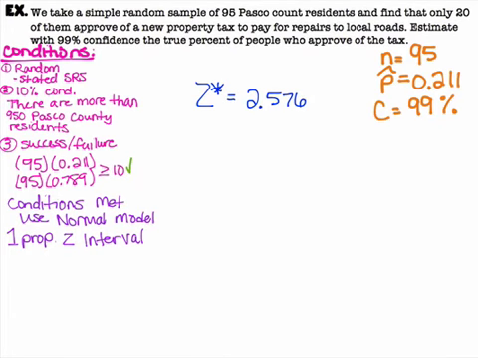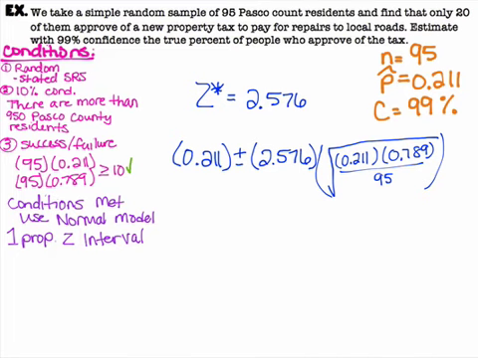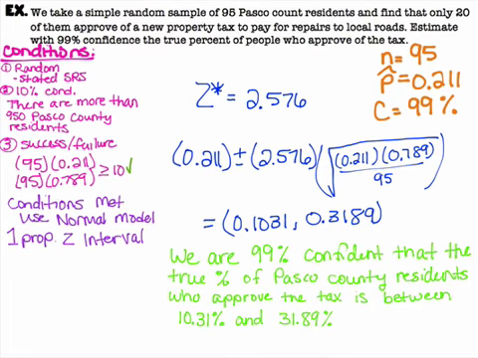My work, z star for 99% is 2.576. Plug it into my formula. So it's p hat plus or minus z star times the square root of p hat times 1 minus p hat over n. Calculate that out, I get 0.1031 and 0.3189. So when I interpret it, I would say that we are 99% confident that the true percent of Pasco County residents who approve of the tax is between 10.31% and 31.89%.